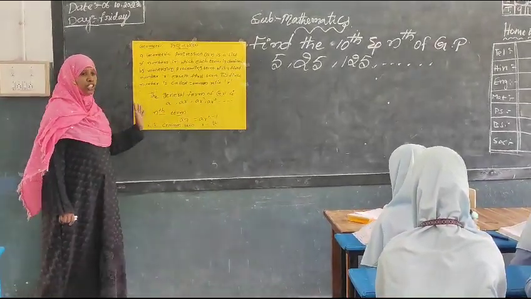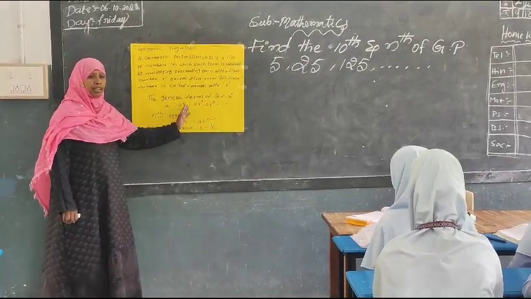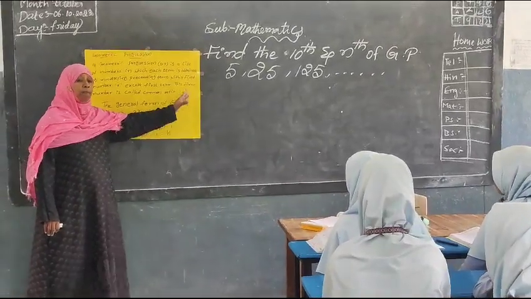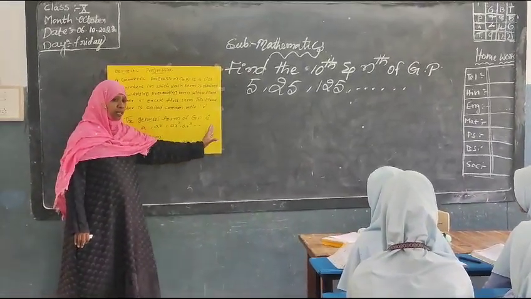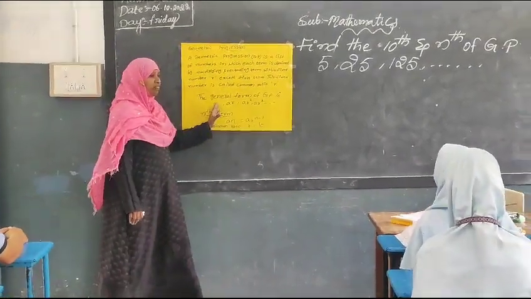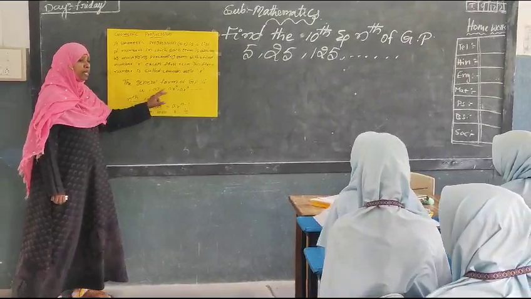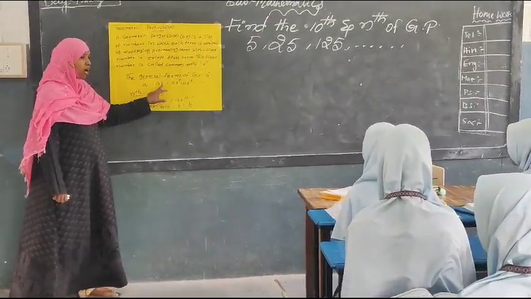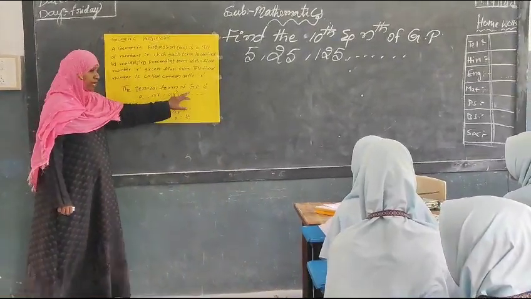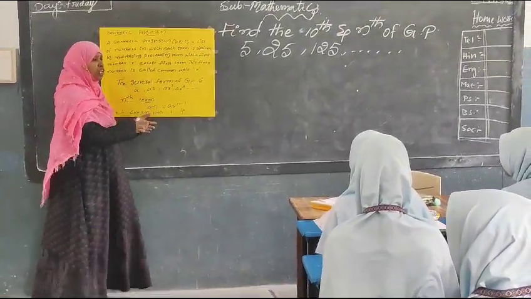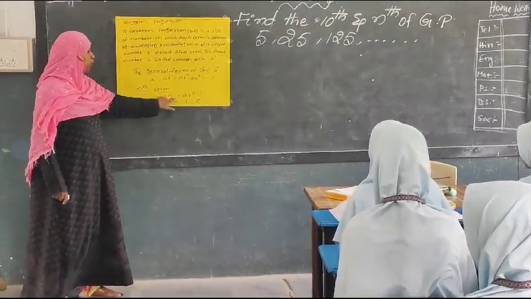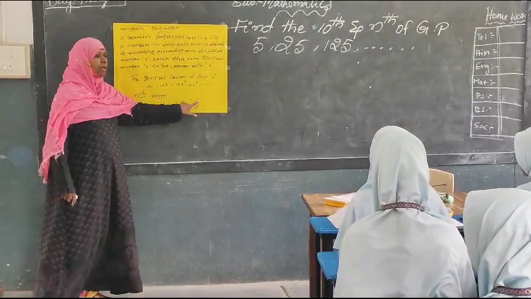The general form of a GP is a, ar, ar square, ar cube, and so on up to ar power n minus 1, which is the nth term. Here, what is multiplying is the r term: ar power 1, ar power 2, ar power 3. The common ratio r is multiplied each time. The nth term is an equal to ar power n minus 1.